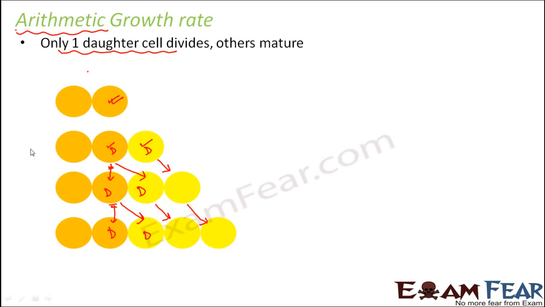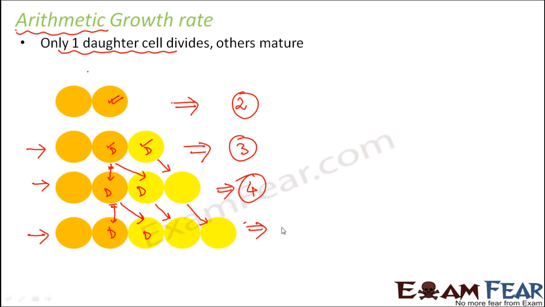If you see, at one time it is only one daughter cell which will divide, not both the daughter cells. So if you look at this process, what is happening? Initially, how many cells did you have? Initially, you had two cells. Total number of cells is 2. In the next step, you had 3 cells. In the next step, you had 4 cells. In the next step, you had 5 cells. Now if you allow this process to continue further, in the next step you will have 6 cells.